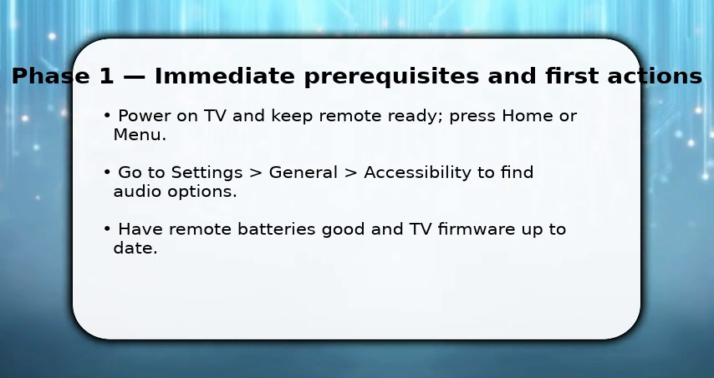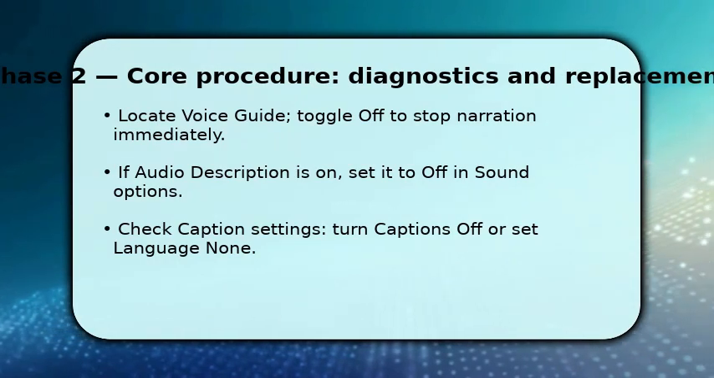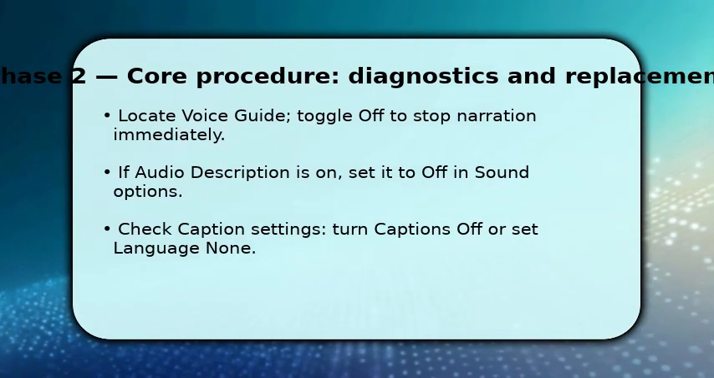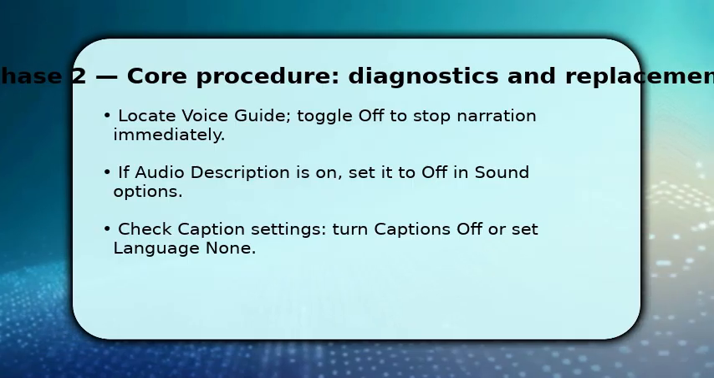Next, you disable the actual speaking features. Once in Accessibility, find voice guide and switch it off. This stops spoken menus and notifications. Make sure to also open sound options to turn off audio description.